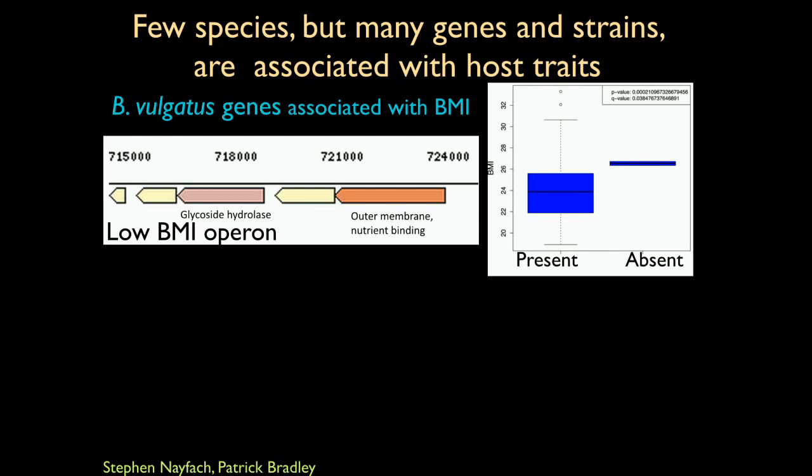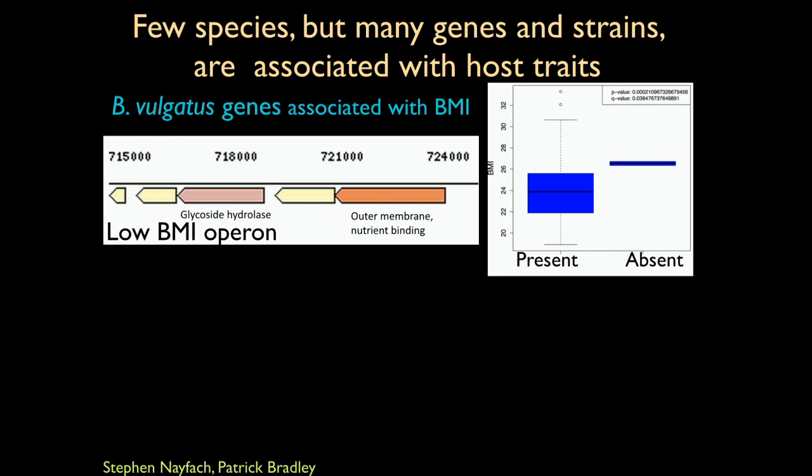But I think it was a resolution problem. Once we drill down to strain level in genes, we are finding many associations with host traits. So here's an example in this vulgatus genome that I talked about before, where there's a lot of difference between your strains and my strains.